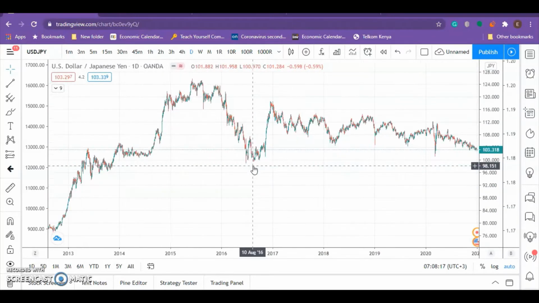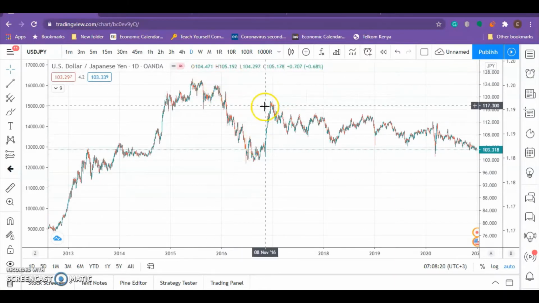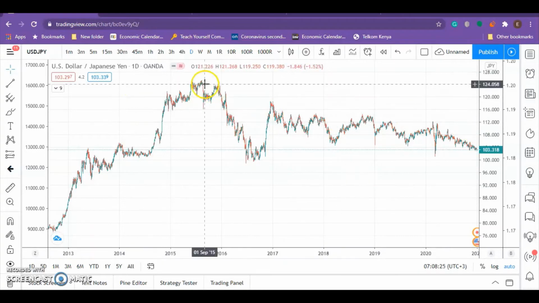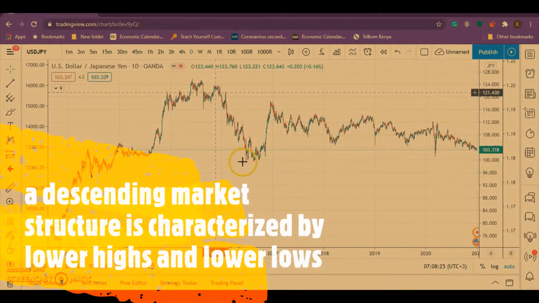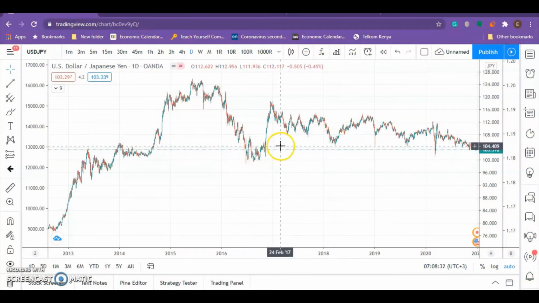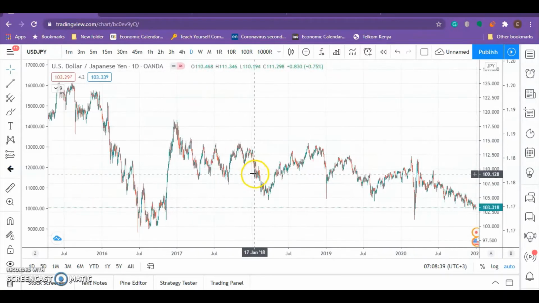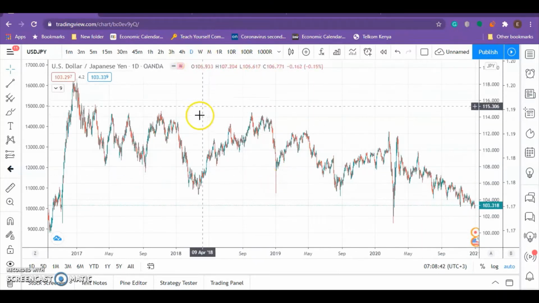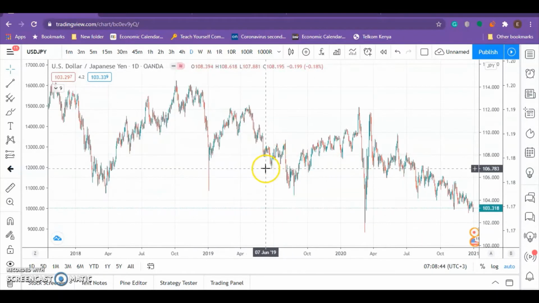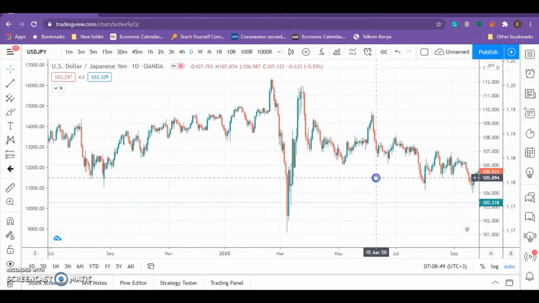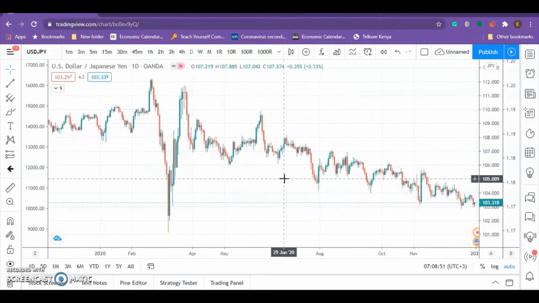The first thing we need to look at is the general structure of the chart. I can see that this is forming lower highs, so it's kind of forming a descending triangle. You can see it's maintaining its lows, not necessarily going to lower lows. I'm using the daily time frame. So the first thing we're going to do is identify these levels which are due to be broken.